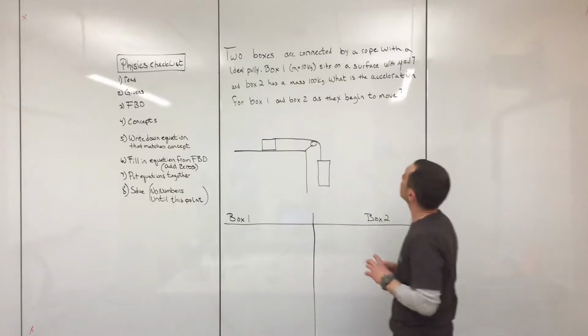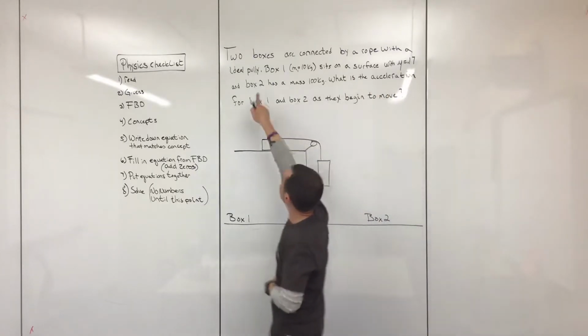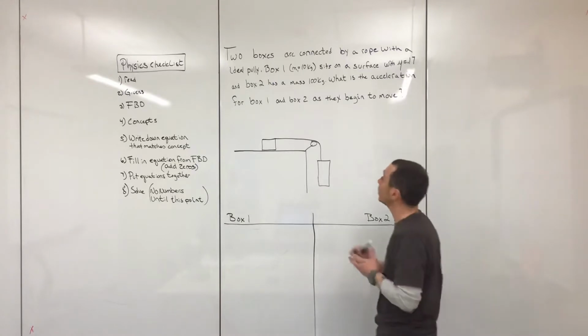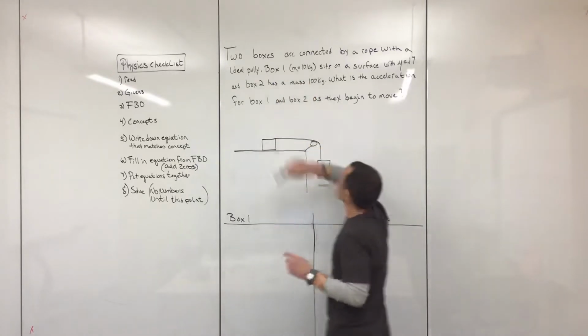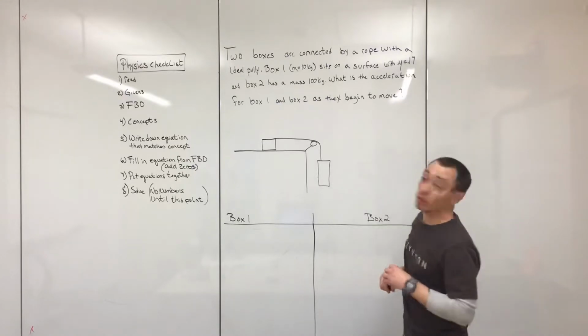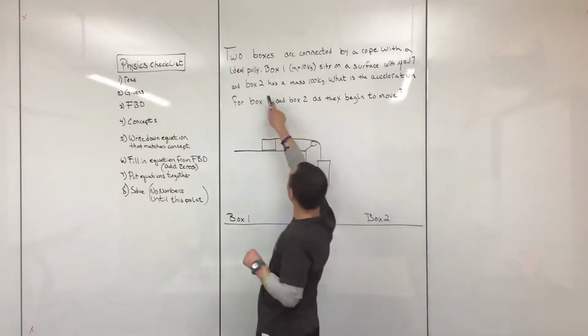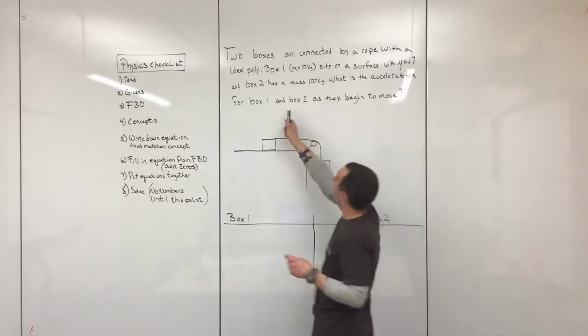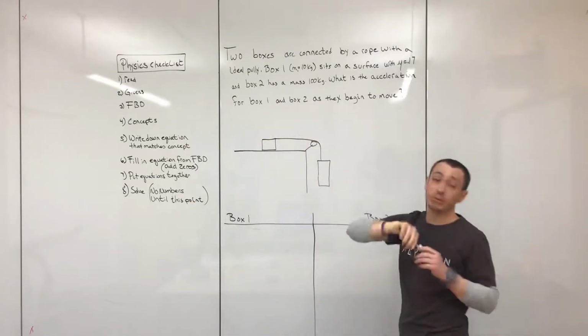We have two boxes connected by a rope with an ideal pulley, which means there's no friction associated with it. Box 1 has a mass of 10 kilograms and sits on a surface with a mu of 0.17. And box 2 has a mass of 100 kilograms. What is the acceleration for box 1 and box 2 as they begin to move?